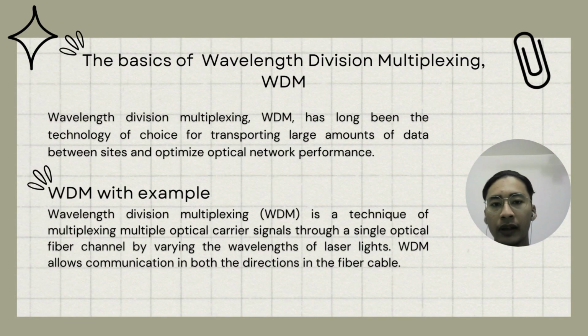Next are the basics of wavelength division multiplexing, WDM. Wavelength division multiplexing has long been the technology of choice for transporting large amounts of data between sites and optimizing optical network performance. WDM with example: wavelength division multiplexing is a technique of multiplexing multiple optical carrier signals through a single optical fiber channel by varying the wavelengths of laser lights. WDM allows communication in both directions in the fiber cable.